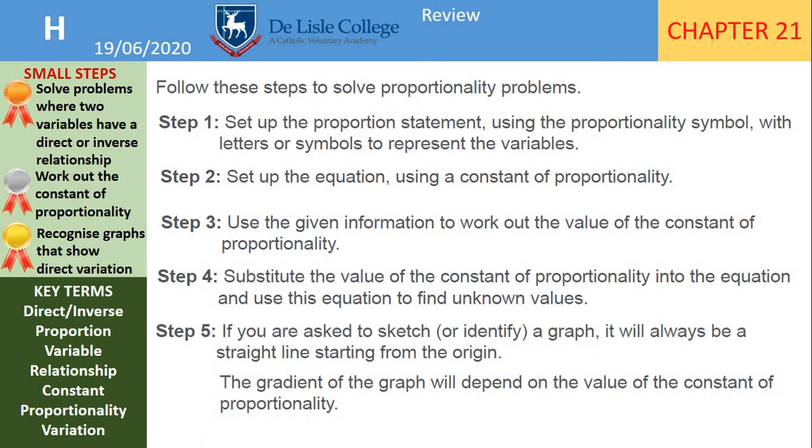Step 5. If you are asked to sketch or identify a graph, it will always be, if it's directly proportional, a straight line starting from the origin, and the gradient of the graph will depend on the value of the constant of proportionality. And if you think back to when we've looked at directly proportional to the square and the cube, they've kind of been U-shaped graphs with the cubic one slightly steeper. The inverse proportion ones, if you have a look back as well, remember to identify what those graphs look like. You just need to be able to recognise the shape of the graphs. If you've forgotten, go back to the other PowerPoints and have a look.